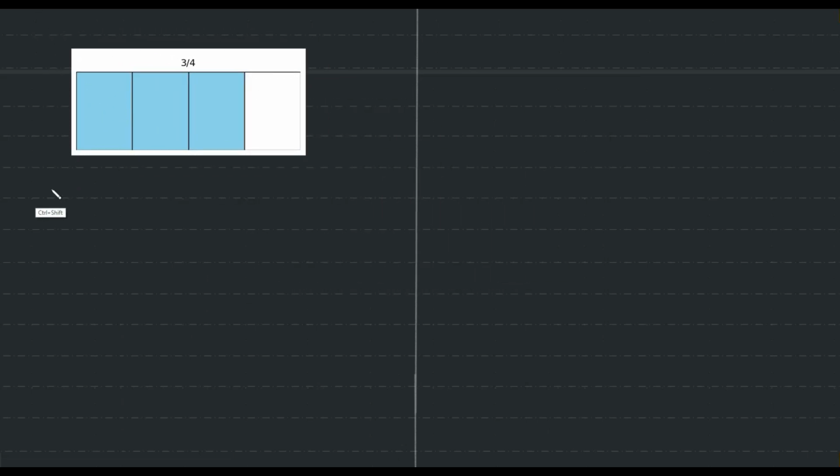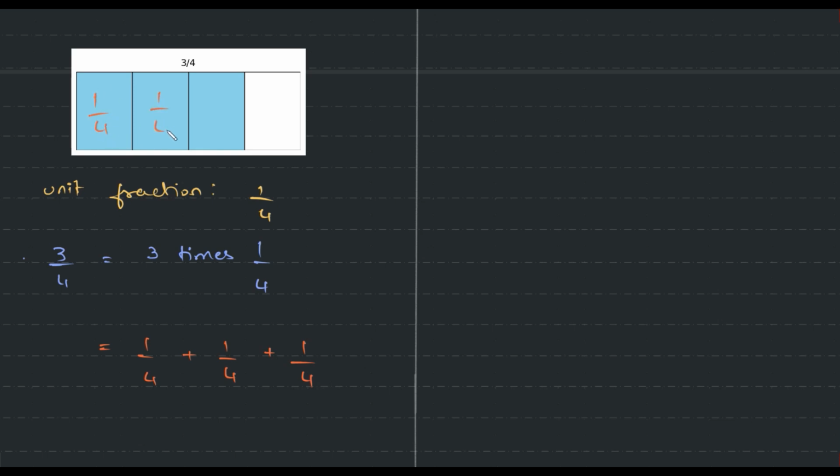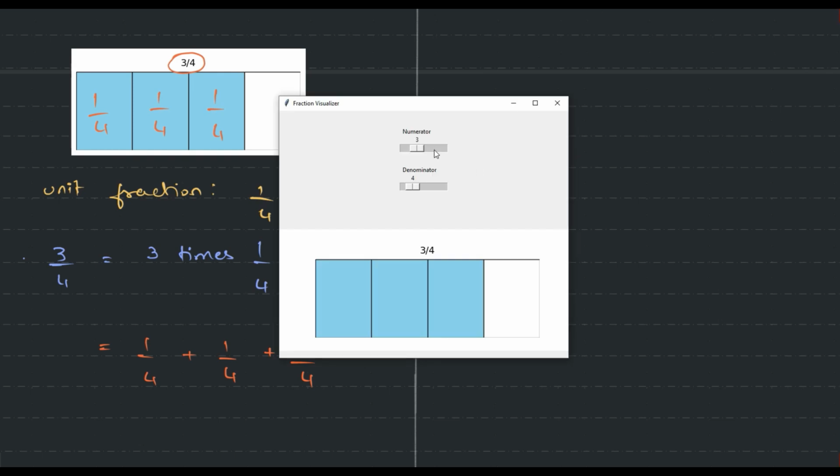So 3 by 4, here the unit fraction is clearly 1 by 4. And 3 by 4, we can think of 3 by 4 as 3 times of 1 by 4. That is 1 by 4 being added 3 times. You can see it over here. That is, we are adding these 3 parts and this is giving us 3 by 4. As simple as that. And one last case.